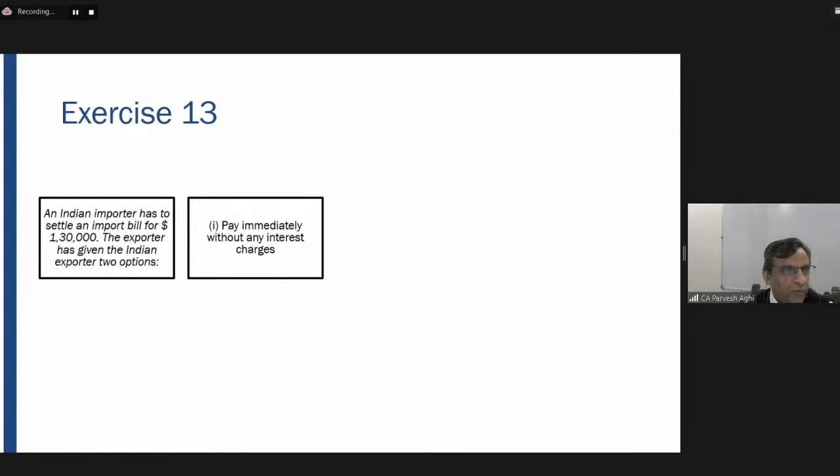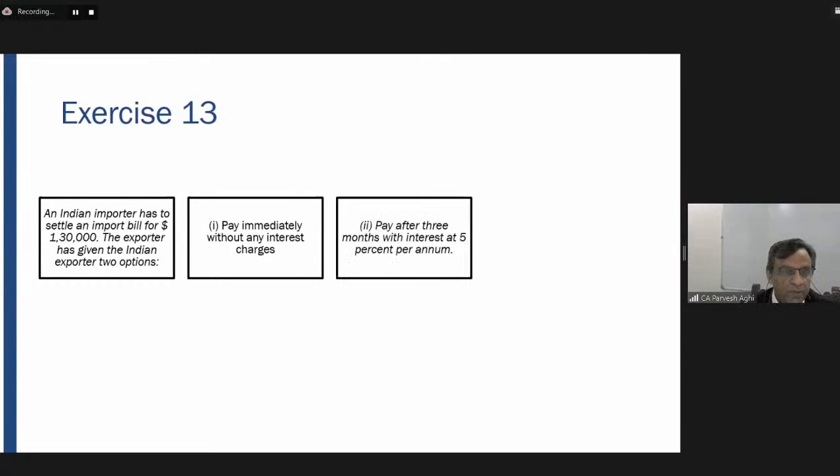Pay immediately without any interest charges. This is the first option. Second, pay after 3 months with interest at 5% per annum. So these are the two options given by the exporter to the importer. And he has to pay how much? $1,30,000.